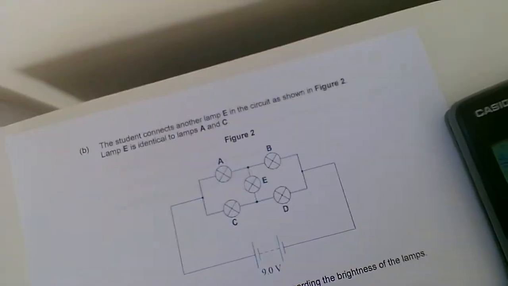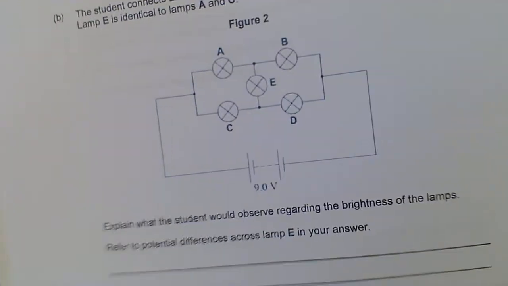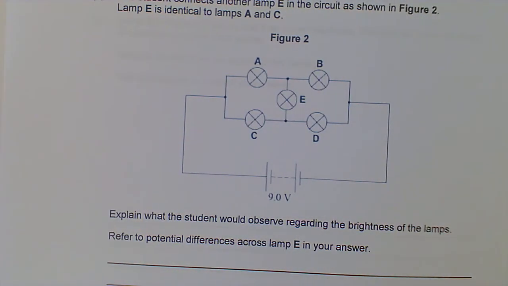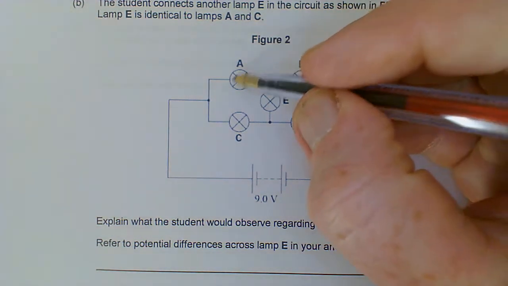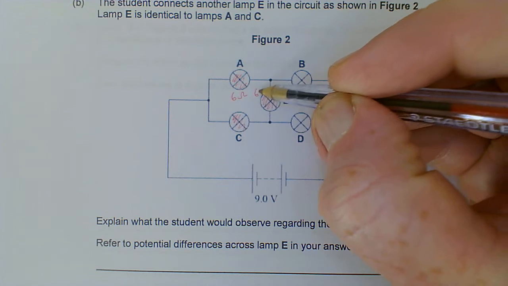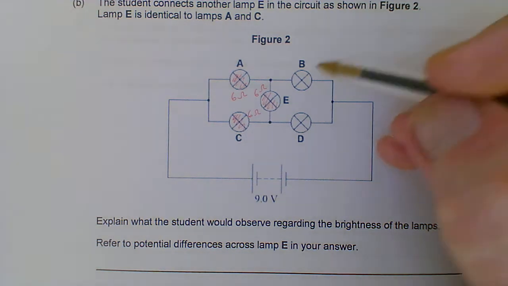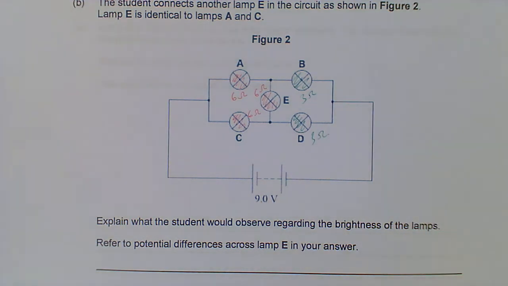The student connects another lamp E. I love this question. The students have some fun with this one, let me tell you. Right, the student connects another lamp E in the circuit as shown. E is identical to A and C. Because we know this stuff, these are 6 ohms each, and these are 3 ohms each. Explain what the student would observe regarding the brightness of the lamps when E is put in.